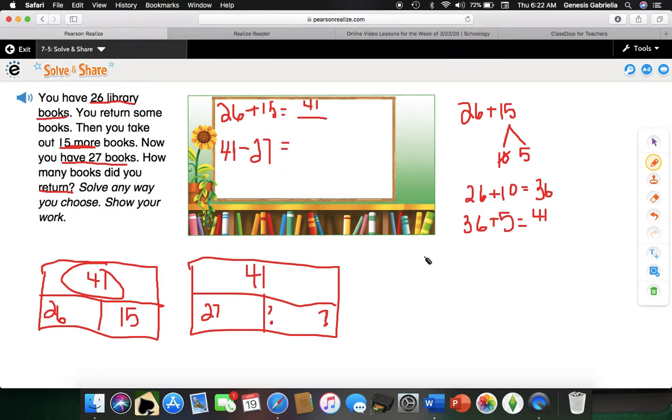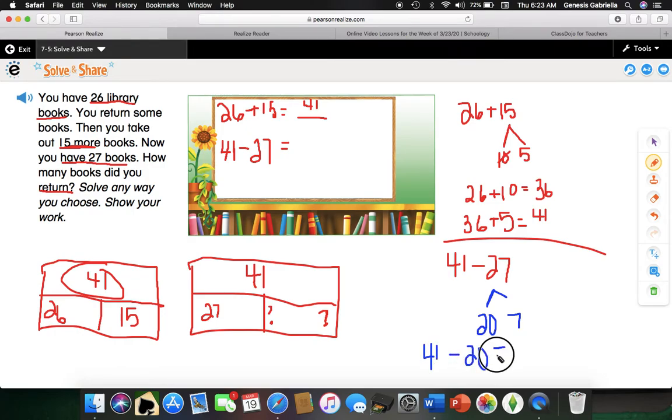And to do this, I could also break apart the second number. I'm going to show my work up here. So 41 minus 27. I'm going to change my colors. I'm going to break this apart into 20 and 7 because I have 2 10s, which is the same as 20, and 7 1s is just 7 1s. So 41 minus 20 is 21. I'm going to bring down my 21.